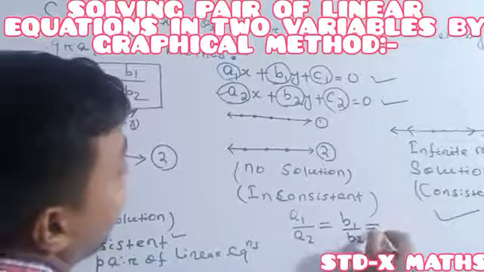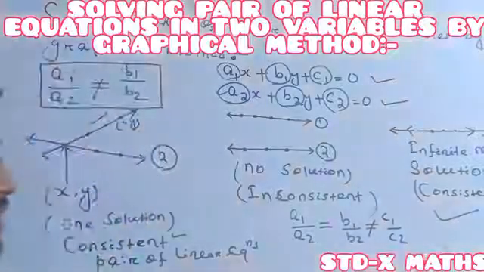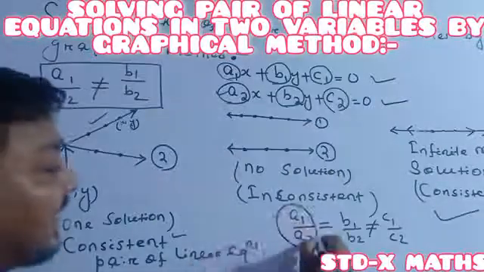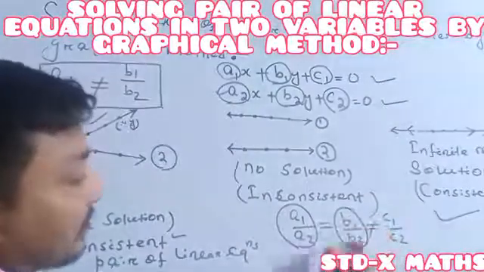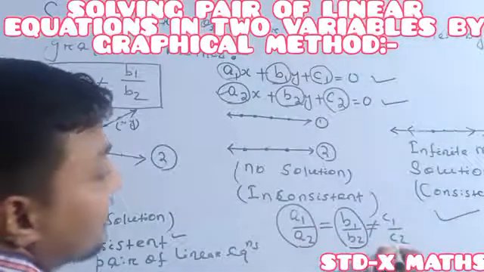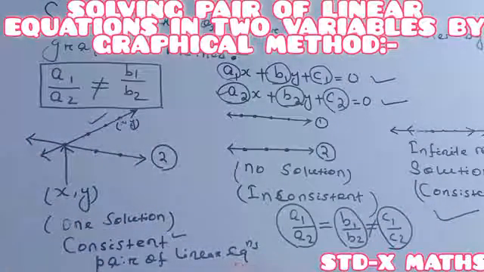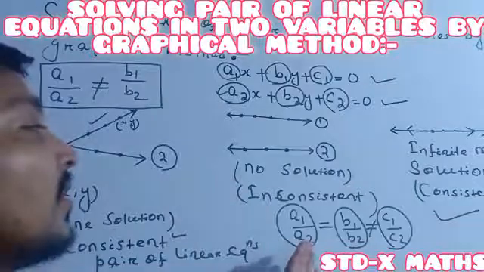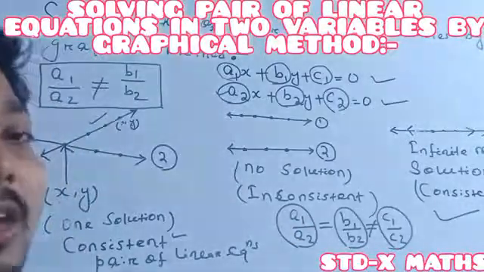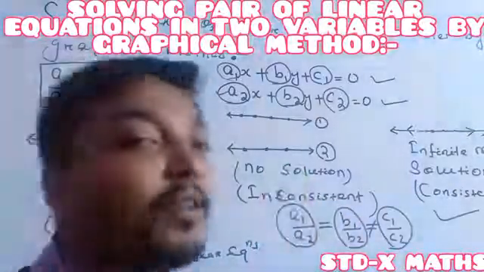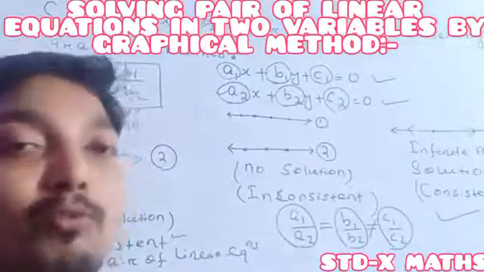Another thing I am showing: whenever you get a1 by a2 equal to b1 divided by b2, and it is not equal to c1 by c2, just see, the ratio of the coefficients of x and the ratio of the coefficients of y are the same, but it is not the same as the ratio of the constants. So in this situation both lines will never intersect one another, otherwise the graphical representation of the pair of linear equations in two variables will be parallel to one another.